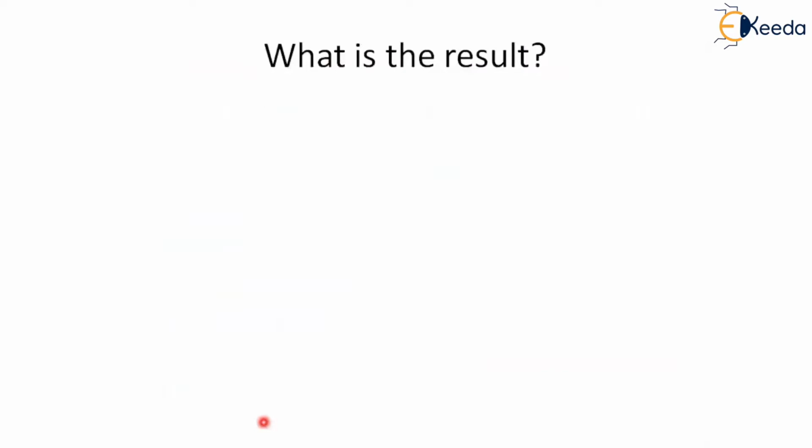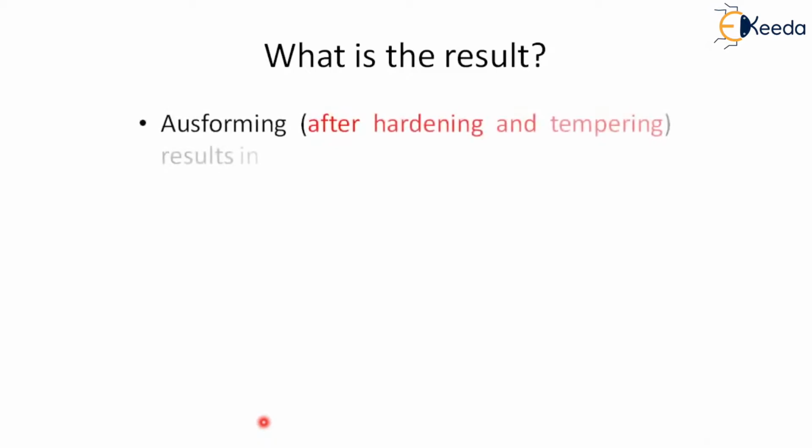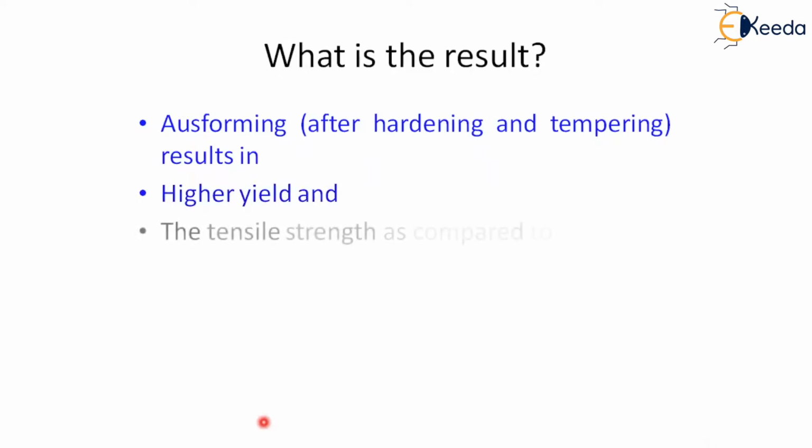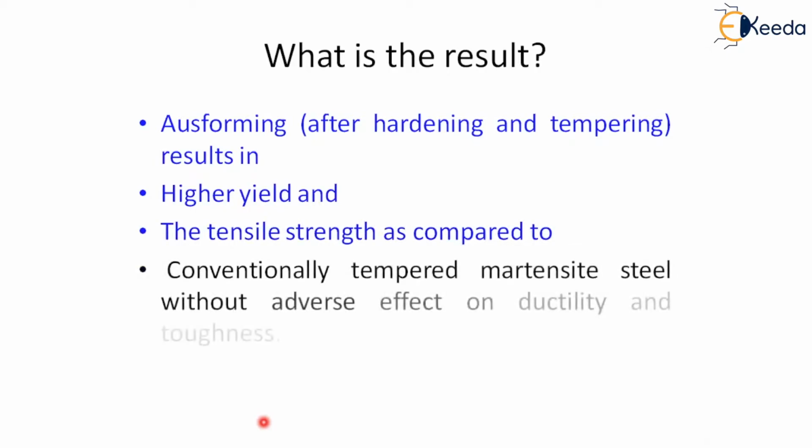And what is the result here? After doing all these processes, including rapid cooling, the main result of ausforming is this: after the hardening and tempering is completed for a particular material, the main result is a higher yield and tensile strength as compared to conventionally tempered martensite steel.